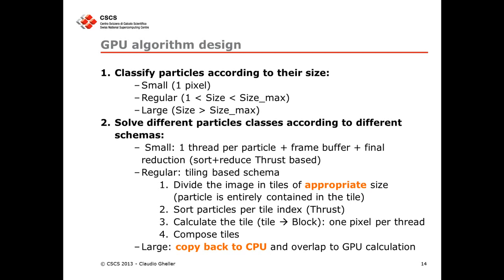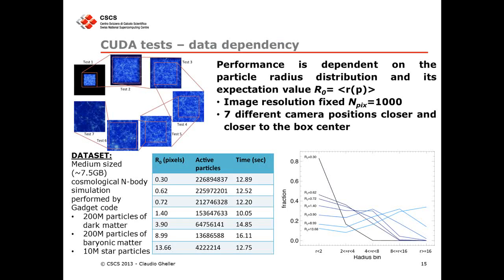Finally, for the large particles, we didn't find anything better than moving these particles back to the CPU and letting the CPU cope with them in parallel with the GPU. Usually these particles are few, we do not have many large particles, and so this is not a big problem. But in certain cases, as we will see in the next slide, it can be.